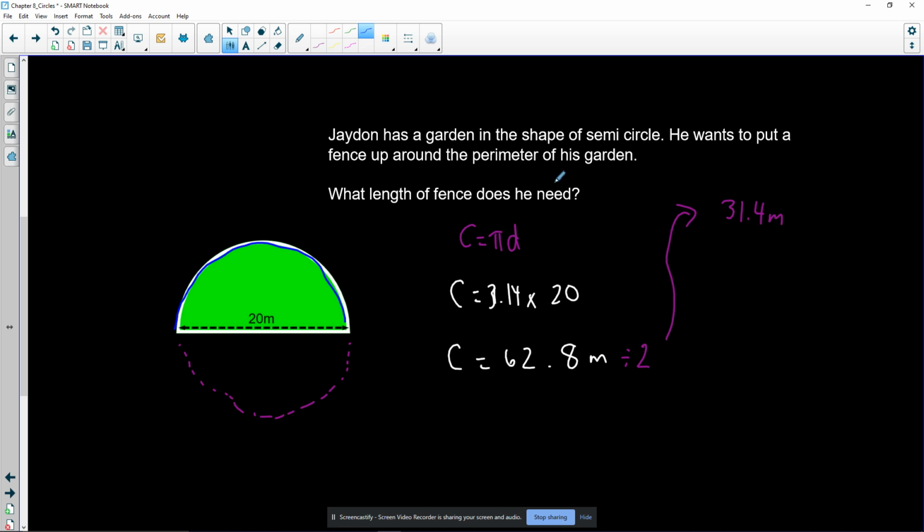But wait a second, it said to enclose the garden, right? So all the way around. So we cannot forget about this measurement here. Okay, and all we need then is to add the balance, which was 20 meters, which was that length here. So we just add that up, and that becomes 51.4 meters. So Jaden would need 51.4 meters worth of fence to enclose his garden.